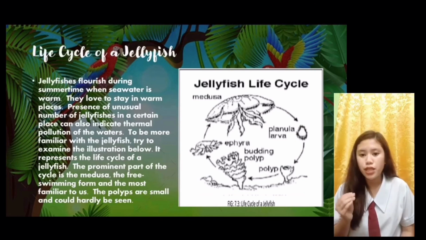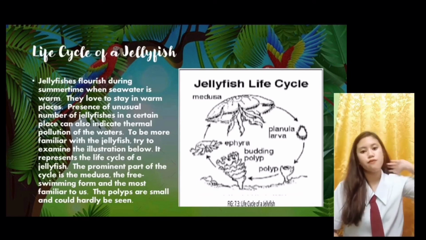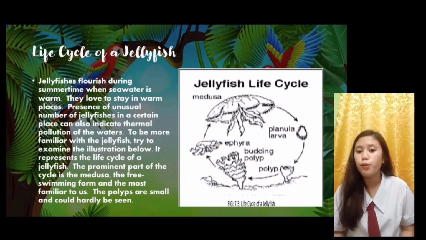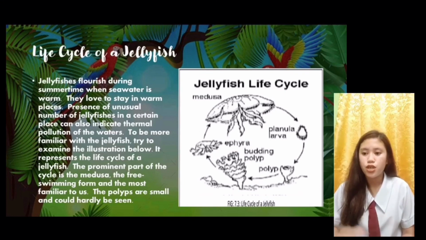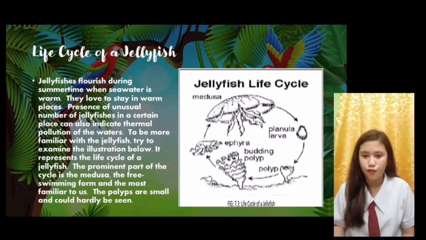At pag na-develop na po siya na polyp, mag-feed pa po siya and ma-develop pa po papuntang budding polyp. To budding polyp, ma-develop siya to ephyra. Kapag po naging ephyra na siya, mag-grow po siya and ma-develop, papunta na po siya sa medusa or yun sa mismong form po ng isang jellyfish. So, dito po, pinapakita po yung cycle ng kung paano nag-grow at nag-improve ang isang jellyfish.